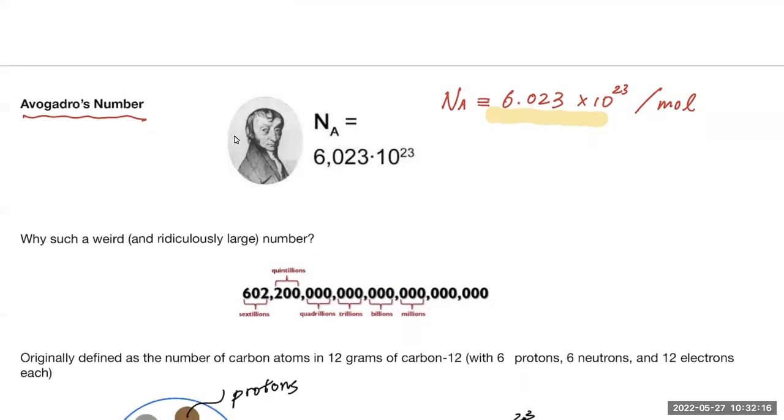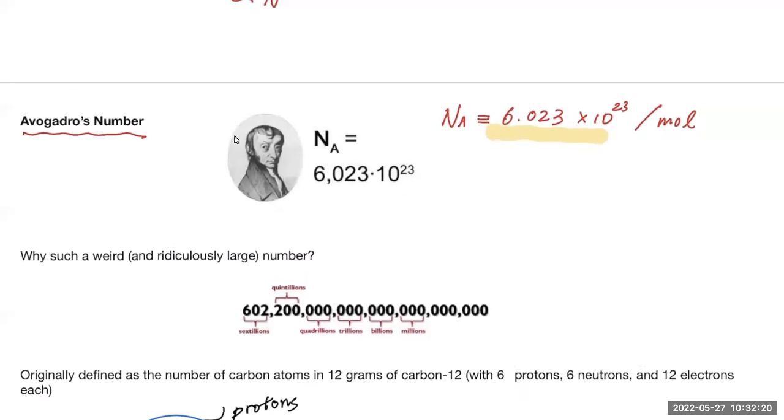Okay, it's an extremely large number, but why such a number? Well, let's see here. Originally, it is defined as the number of carbon-12 atoms in 12 grams. I have a type of common carbon, the most common type of carbon. It's called carbon-12. I'm going to take 12 grams of carbon-12 atoms, and I count just how many carbon atoms are there in 12 grams. It turns out to be Avogadro's number.